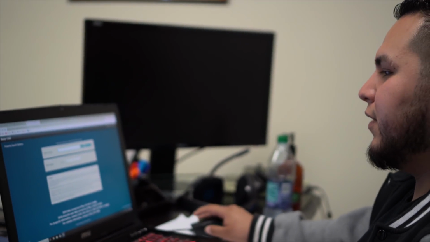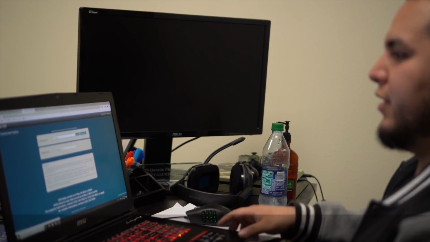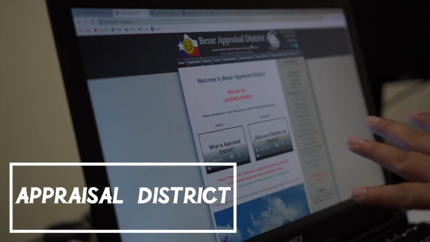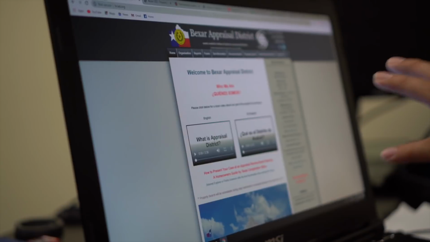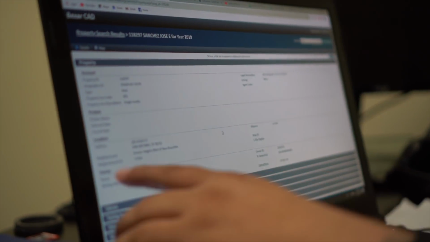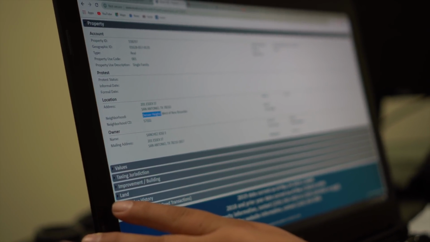in San Antonio. So the first thing that I want to do is head over to the appraisal district, guys. So this is the Bexar County Appraisal District. This is the public information for my area. Over here, I'm going to pull up the address to the home, and I'm going to give myself an idea of where that property is. So this house is in Denver Heights, and that's the neighborhood that I'm going to be looking for.